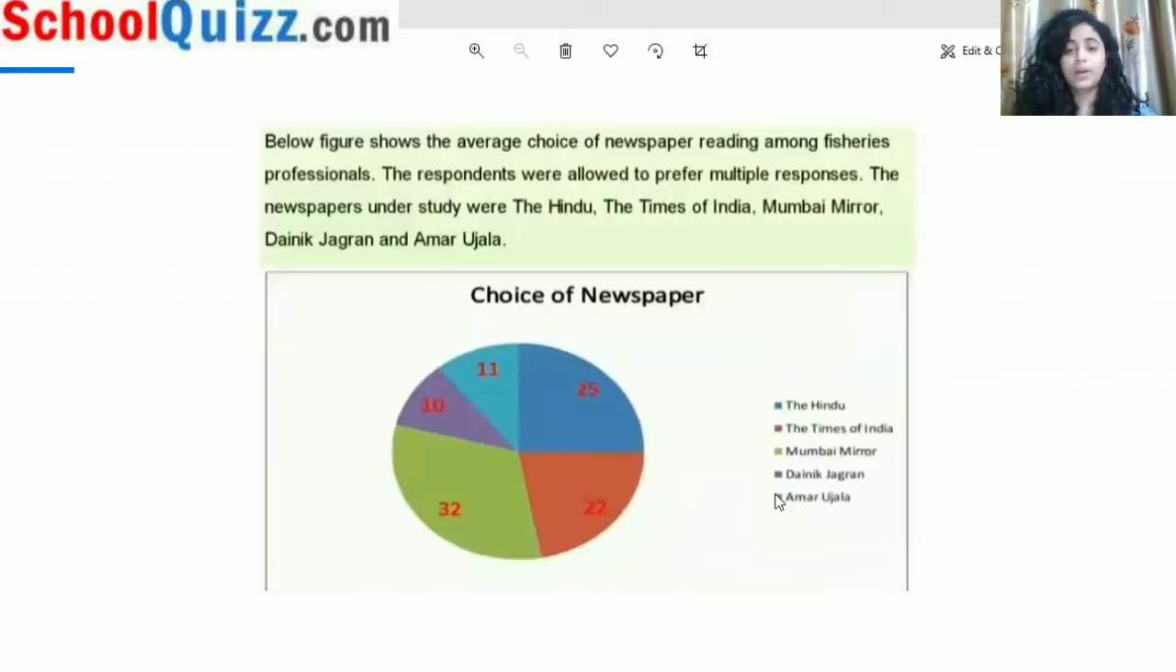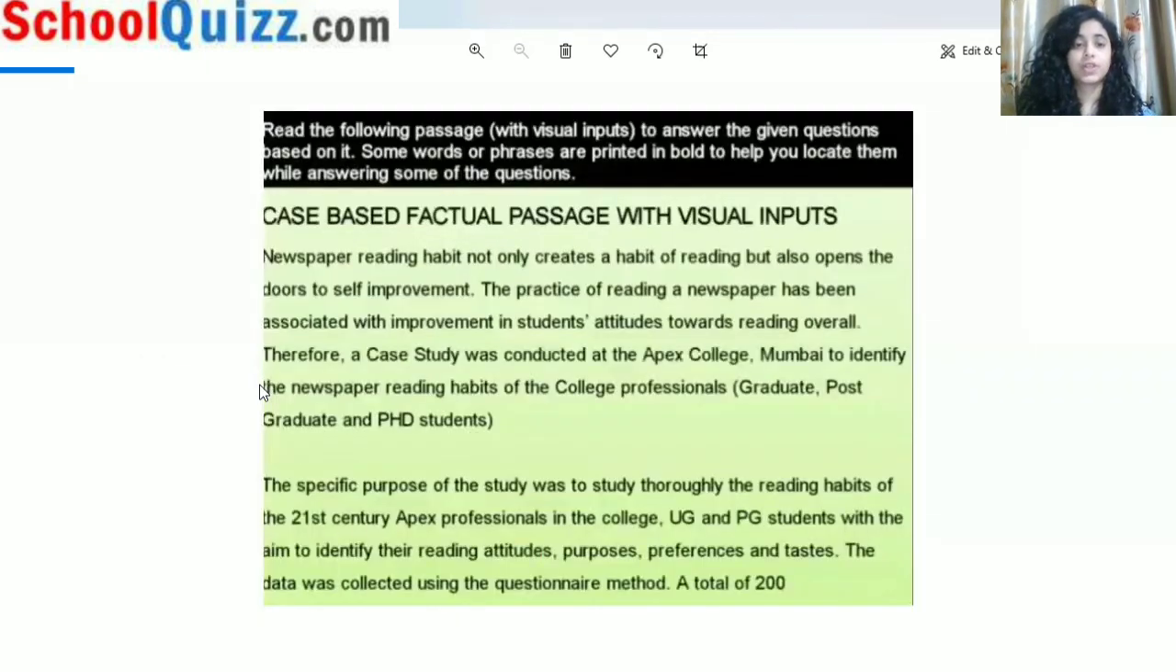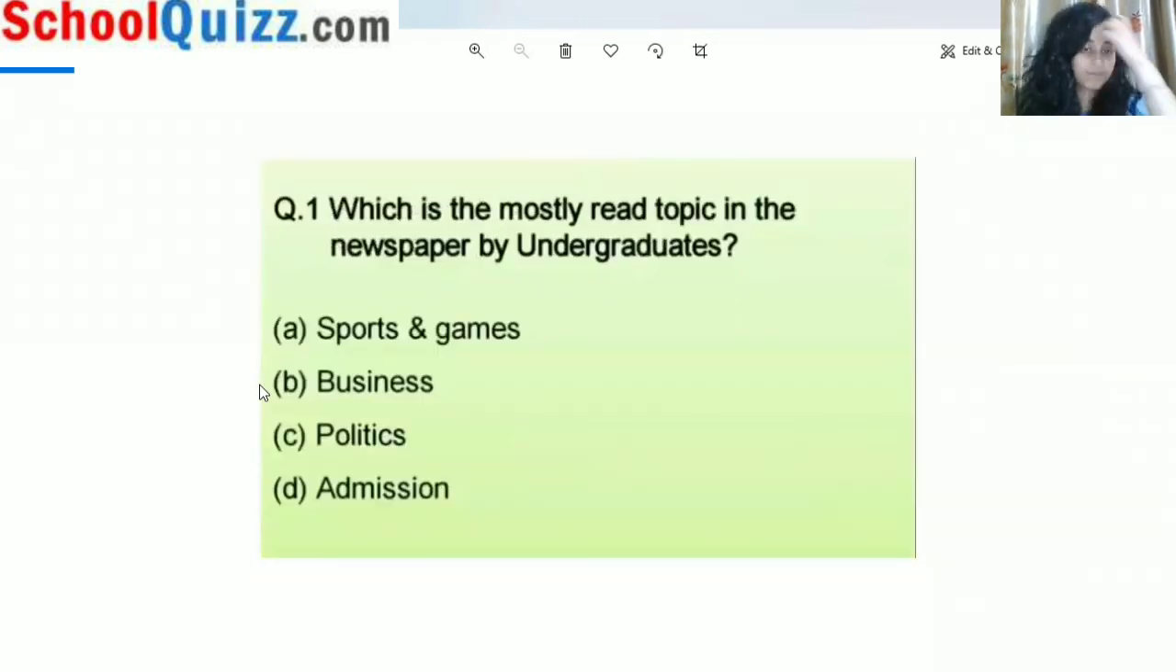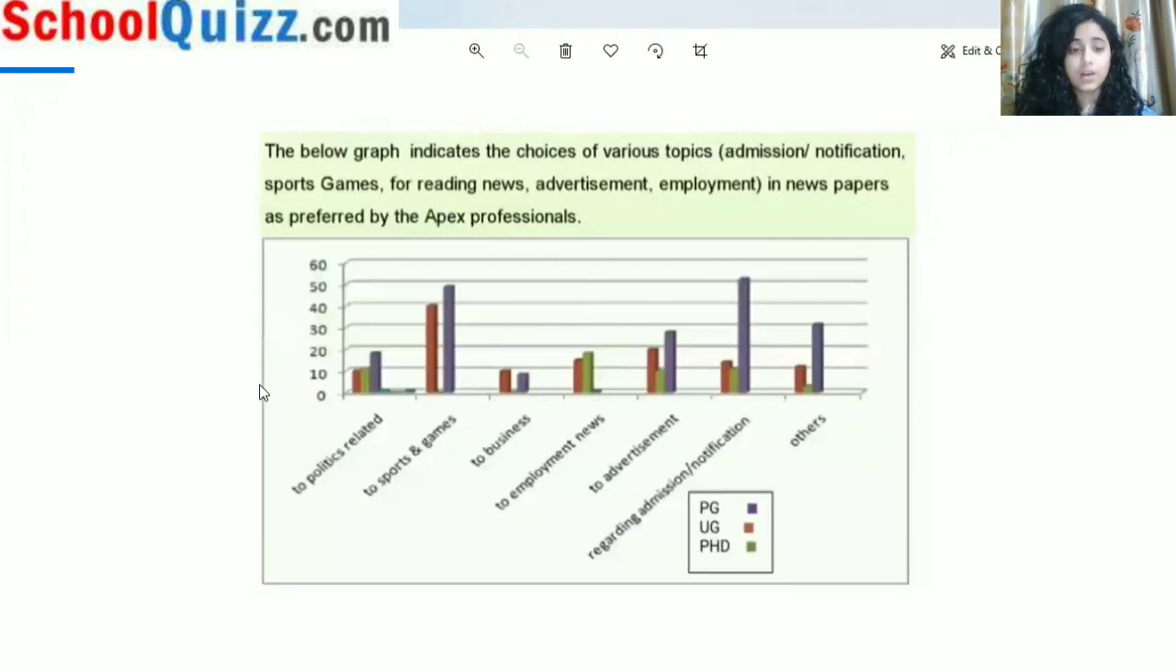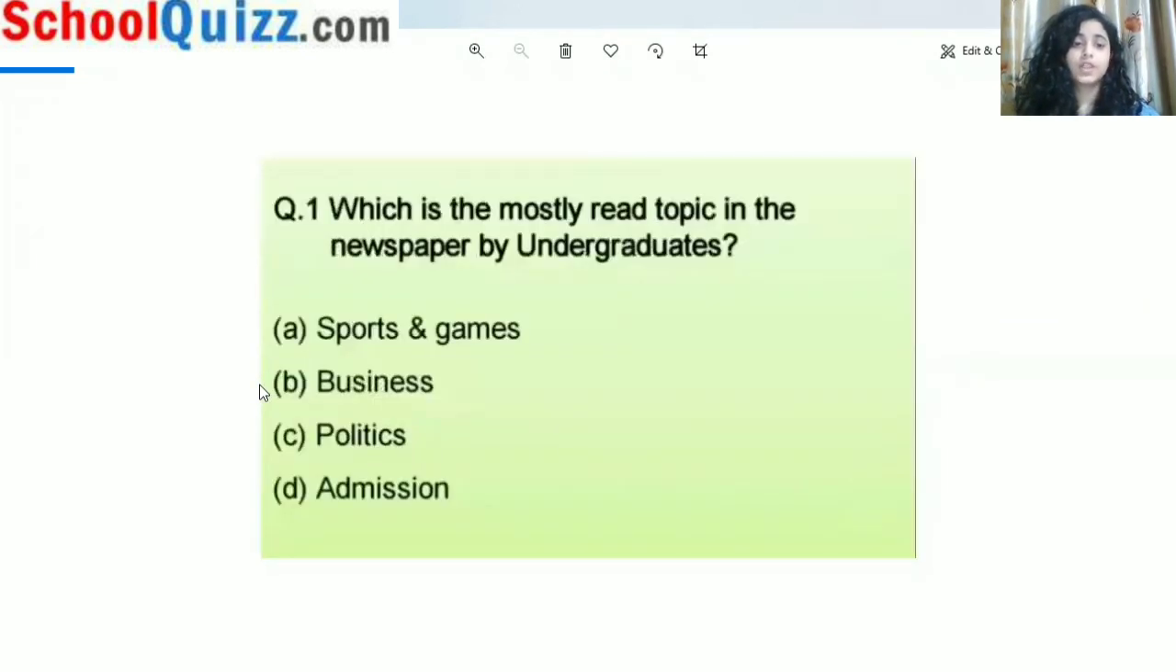Okay, moving on to questionnaires, right? So this is your pie chart, the questionnaires which we have studied. First one: which is the mostly read topic in the newspaper by undergraduates? Undergraduates means UG. Most readily read topic by UG. Okay, so UG is pink. Most read topic is which one? Sports and games. So our answer will be sports and games.